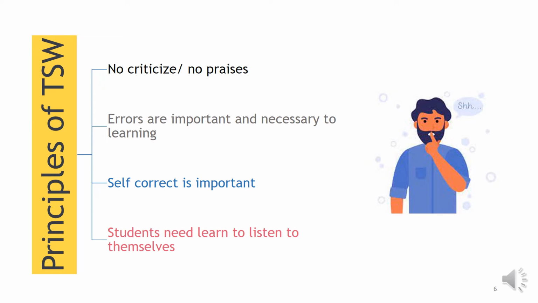So self-correction is important for the 15th principle. If students are simply given the answer rather than being allowed to self-correct, they will not retain it. They will not recover or remember this answer. They have to learn to find the answer by themselves. Okay.